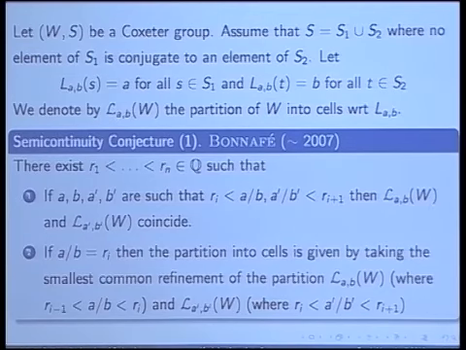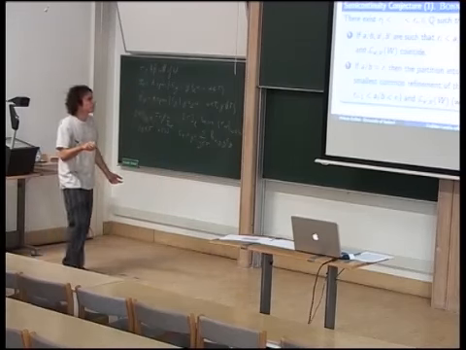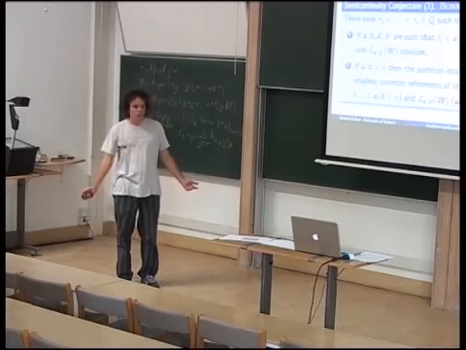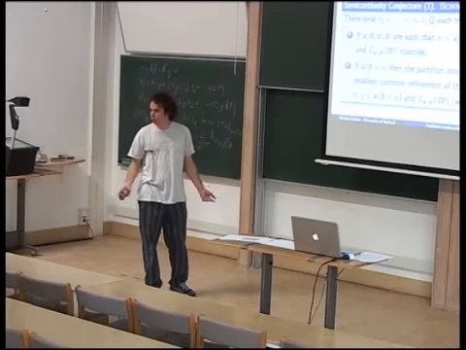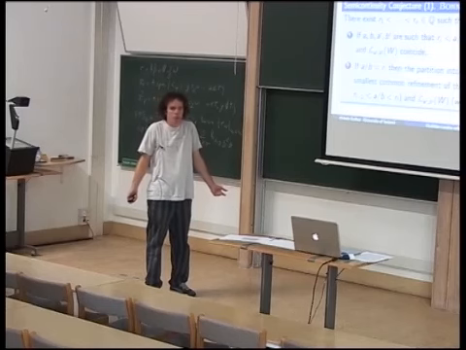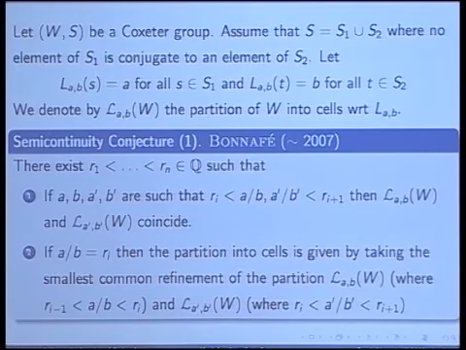So if W is finite, the first part of this conjecture is clear. You have a finite number of elements, so you have a finite number of different decompositions, so obviously you will find such rational numbers. But if W is infinite, then already it's a hard question. You have an infinite group, so why don't you get an infinite number of partitions?